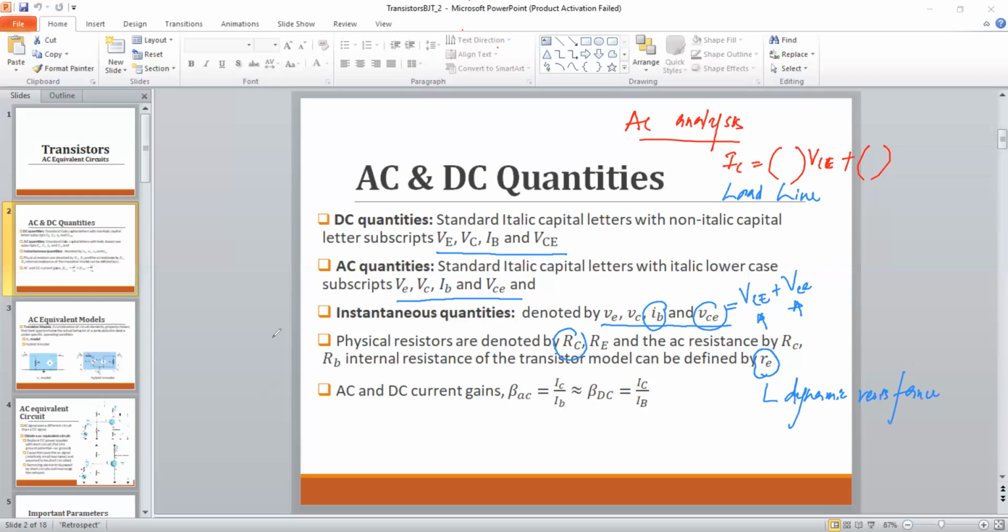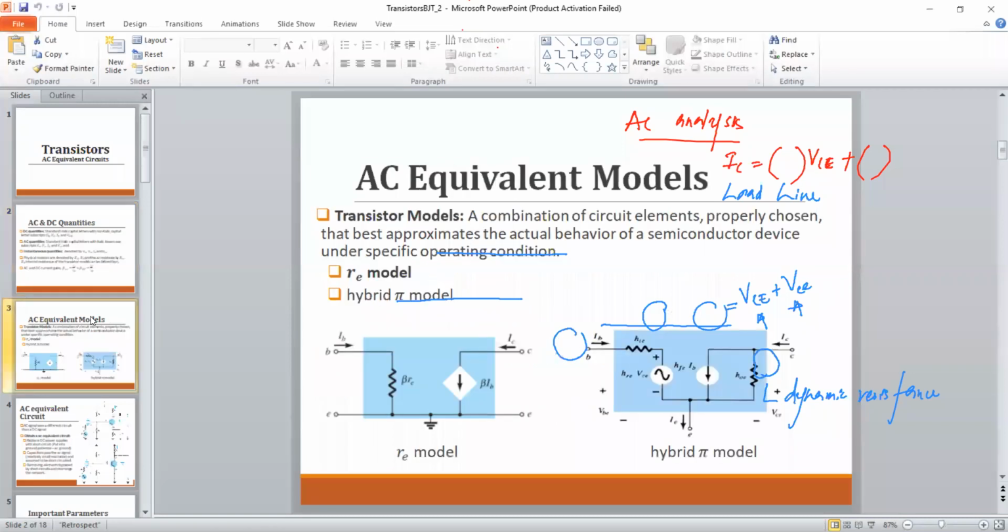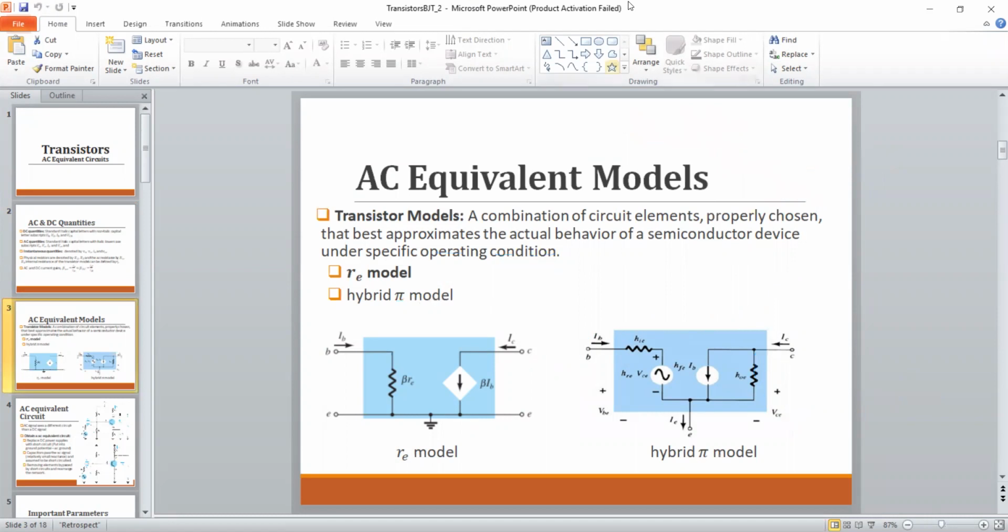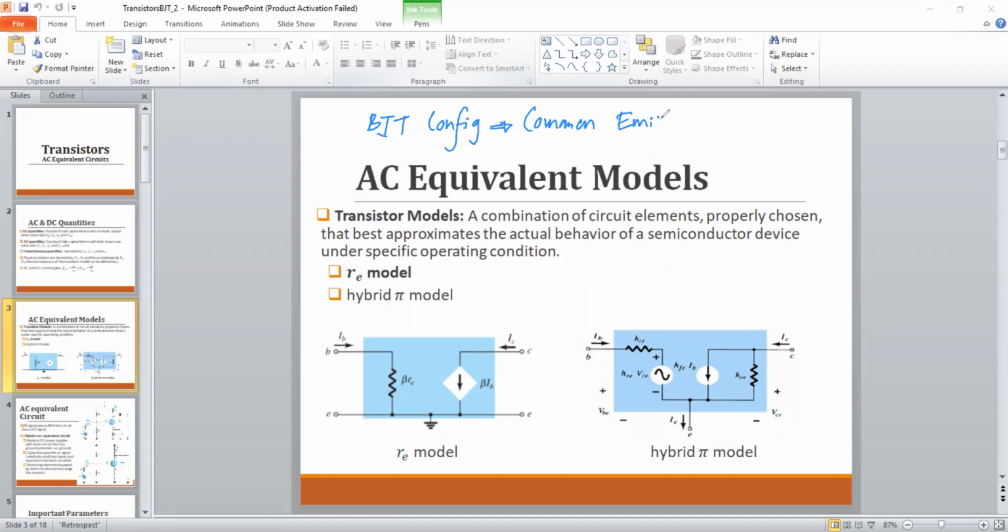Okay, so sticking to that symbolic notation, we can move to the AC equivalent model, so we can model our transistor. During this discussion on the BJT configuration, we focus only on the common emitter configuration. During this AC analysis as well, we simply focus on the common emitter configuration. This is a commonly used configuration, so the analysis is focused on it.